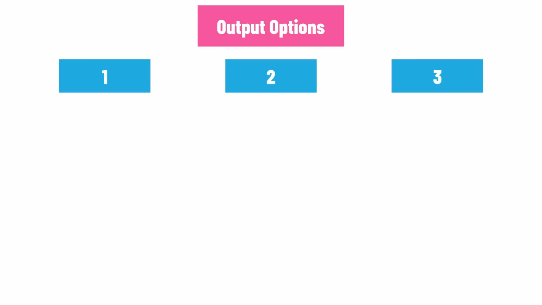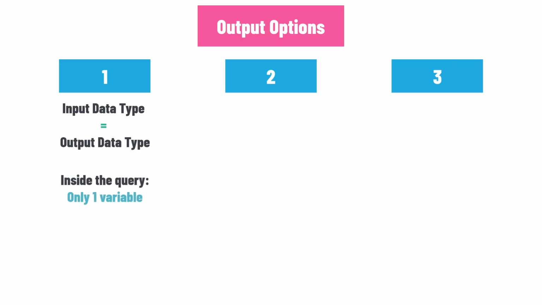The first one is, where the input and the output have the same data type. And inside the query there is only one variable. Here I can use select clause, but I don't have to do that. So, select clause is optional in this type of queries.